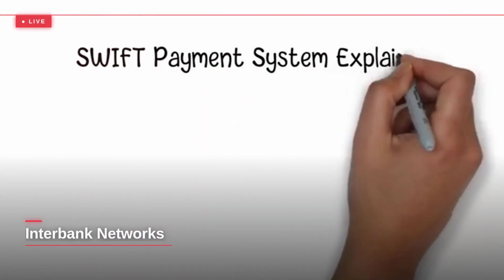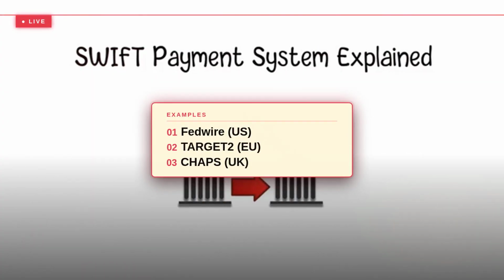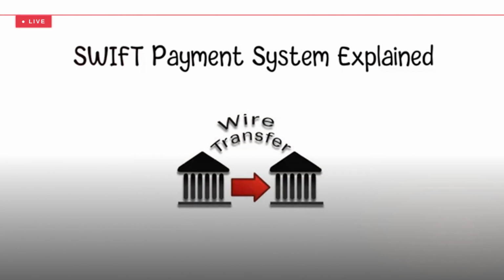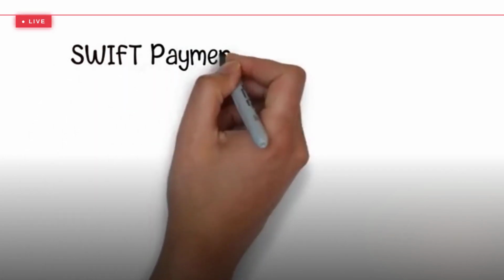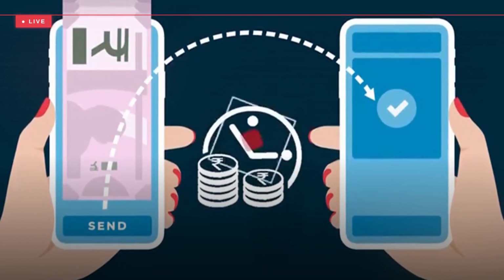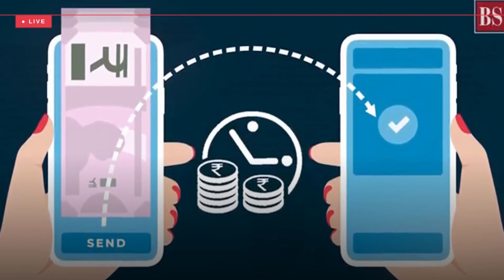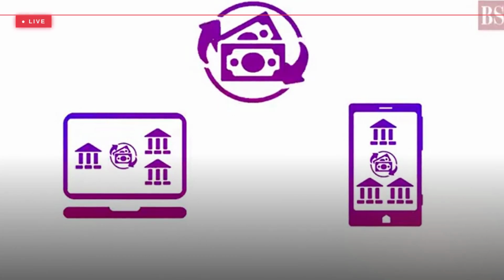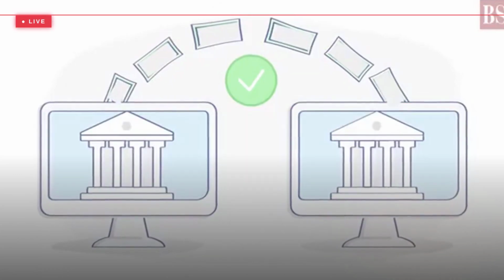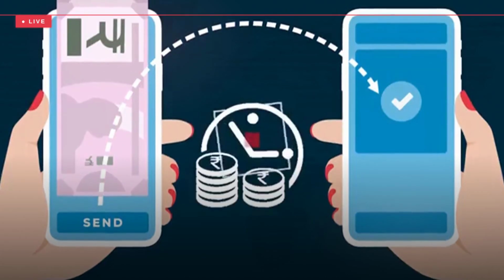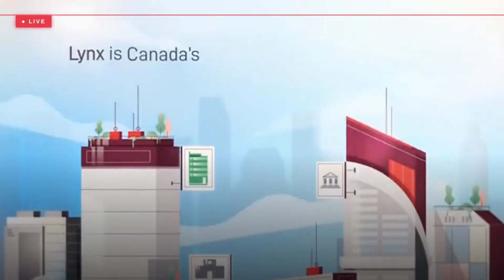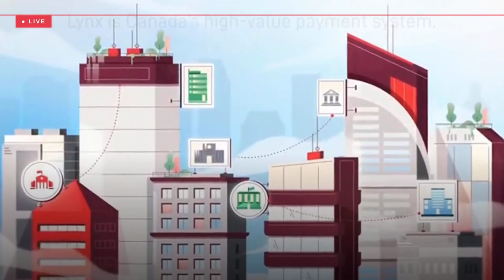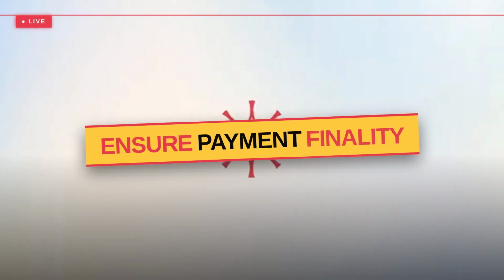Beyond SWIFT, there are other crucial interbank networks that support payment processing. These are systems through which banks transfer funds to each other. Examples include Fedwire in the United States, Target2 in the Eurozone, and CHAPS in the UK. These systems process high-value, urgent payments between member banks within their respective regions. While SWIFT handles the messaging for international instructions, these interbank networks handle the actual settlement of funds on a gross basis, meaning each transaction is settled individually. They ensure the finality of payments, often in real time or near real time, within a country or currency bloc.